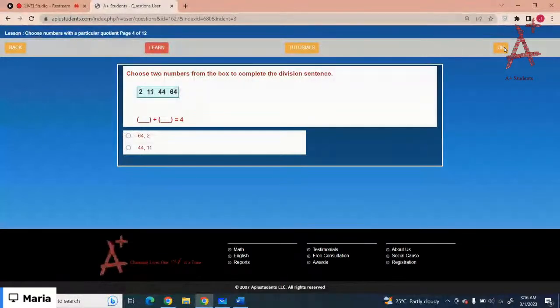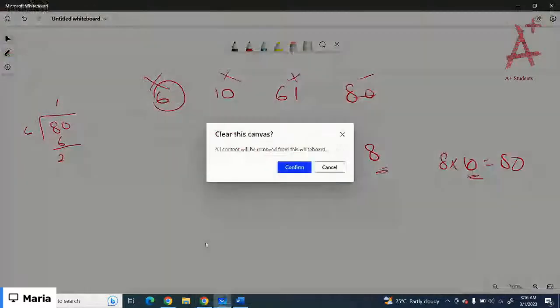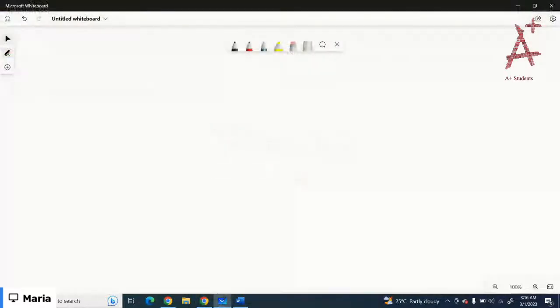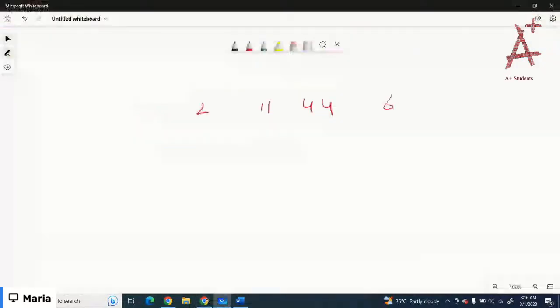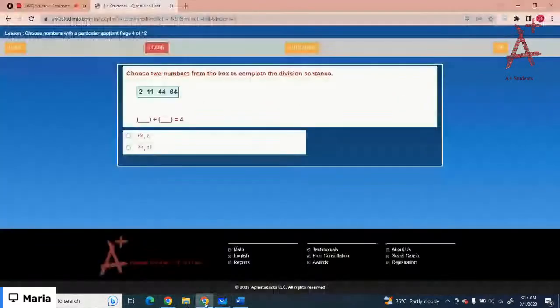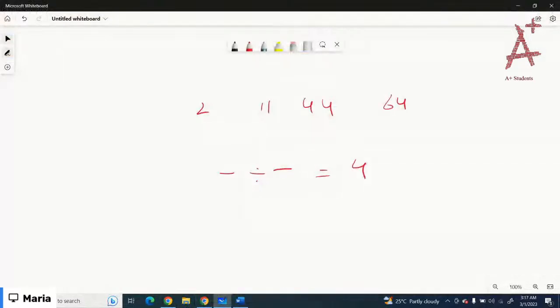Okay, the next one is 2, 11, 44 and 64. Dash divided by dash equals 4. You have to look for the two numbers that when divided give the answer 4. Got it? Okay, just look at the numbers.